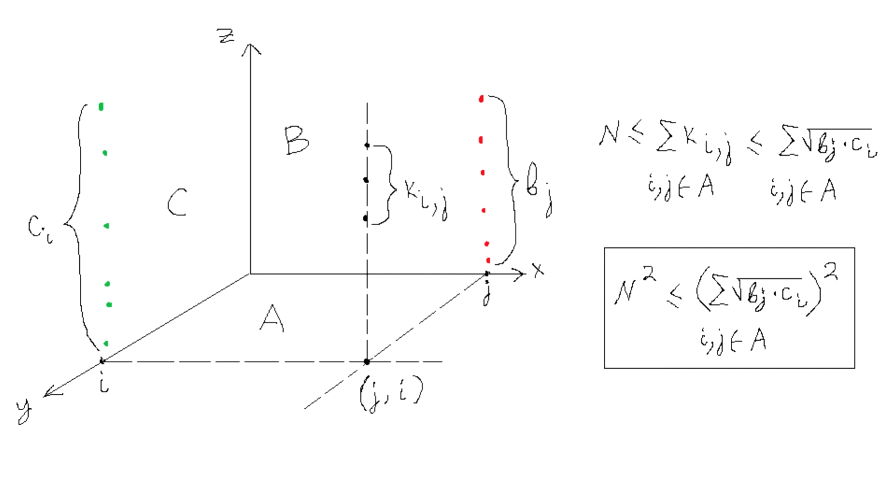From this it follows that each k_ij is not greater than the square root of b_j times c_i. So the number of all three-dimensional dots n of region S is not greater than the sum of square roots of b_j times c_i, where i and j are all pairs of indices that are used in the projection region A. Let's square both sides of the last inequality, which gives us the inequality shown in the box on the diagram.